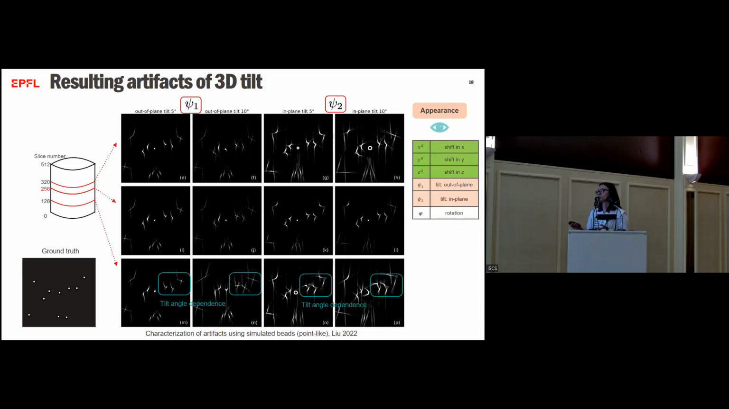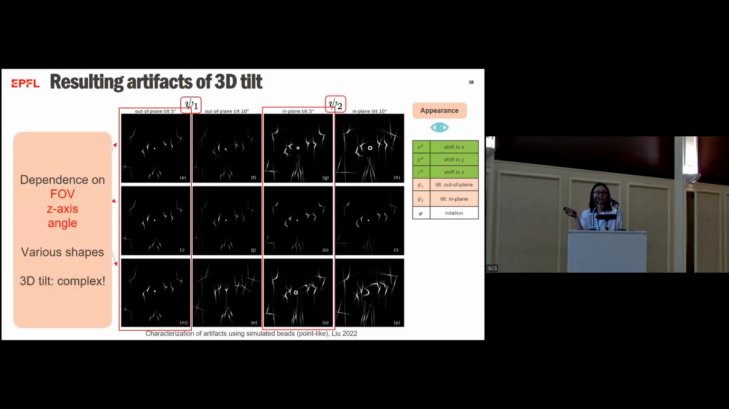And obviously, it also has a dependence on the tilt angle. The more we tilt, the more artifacts we see. And when we compare parallel with psi1 and psi2, we see that under the same conditions, psi2 causes more artifacts than psi1. And furthermore, psi2 has a stronger dependence on that location compared to psi1.